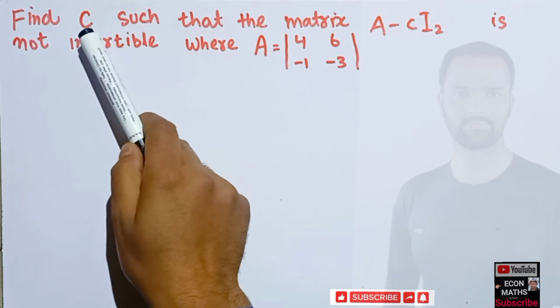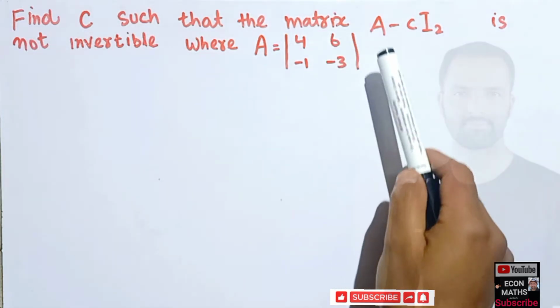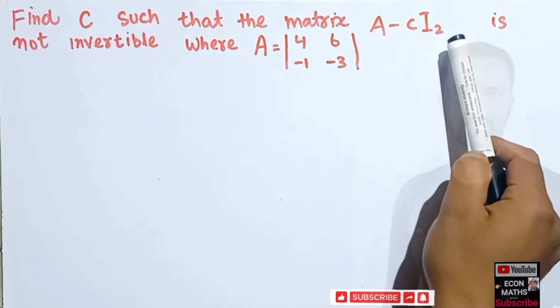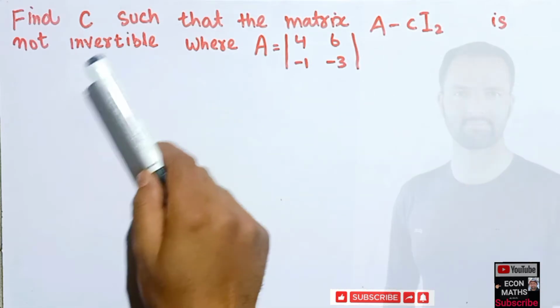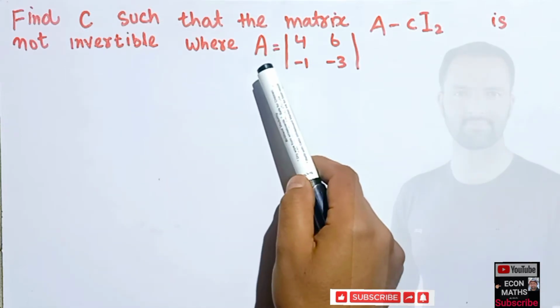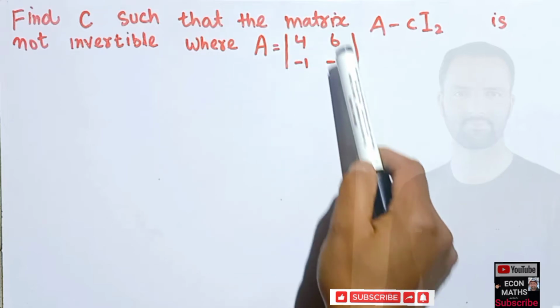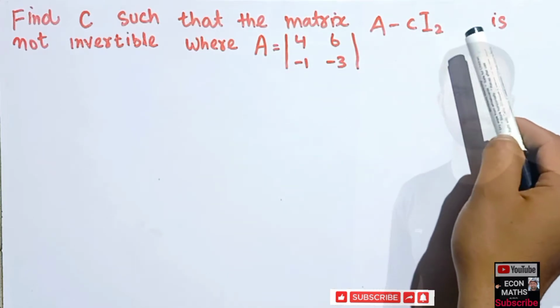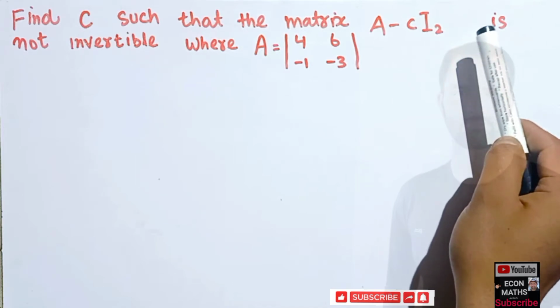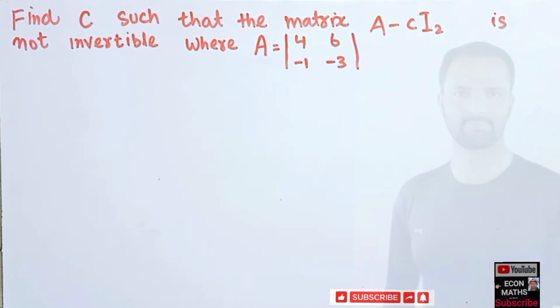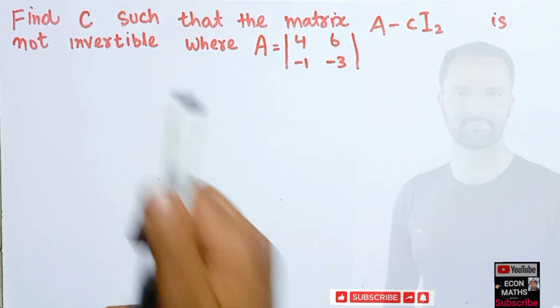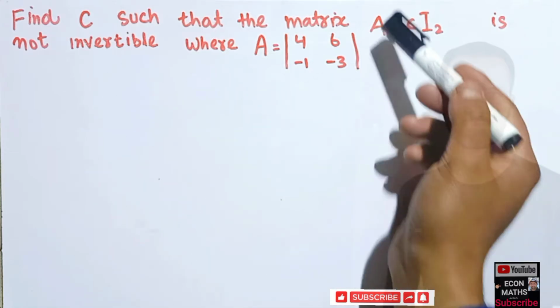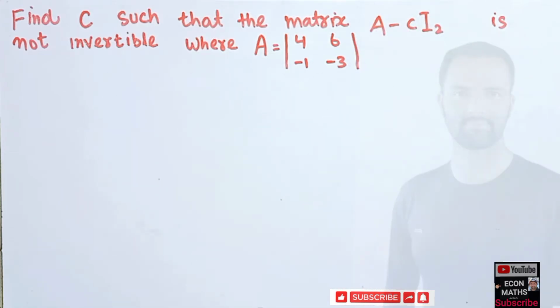Find the value of C such that the matrix A minus C I subscript 2 is non-invertible, where the matrix A is given as 4, minus 1, 6, minus 3. And this I subscript 2 is the identity matrix of 2 by 2 order. So we need to find the value of C for which this very matrix is non-invertible.